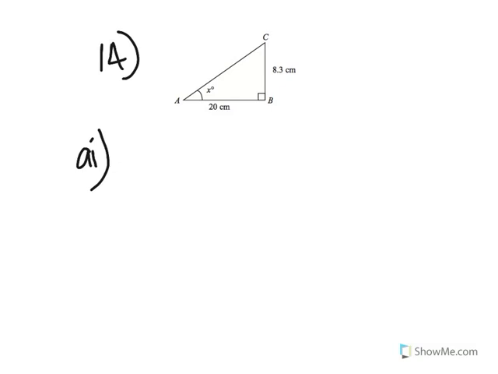So question 14 has given you a right angle triangle ABC, and they've given you an angle X, and they're saying AB is 20 and BC is 8.3. For A1, they're asking you to find the lower bound of the length of AB. Now, I've explained this in many of my other videos, so I'm just going to kind of rush through it. The lower bound is nothing but, like, in this case, AB is 20, and it's been rounded to one significant figure.